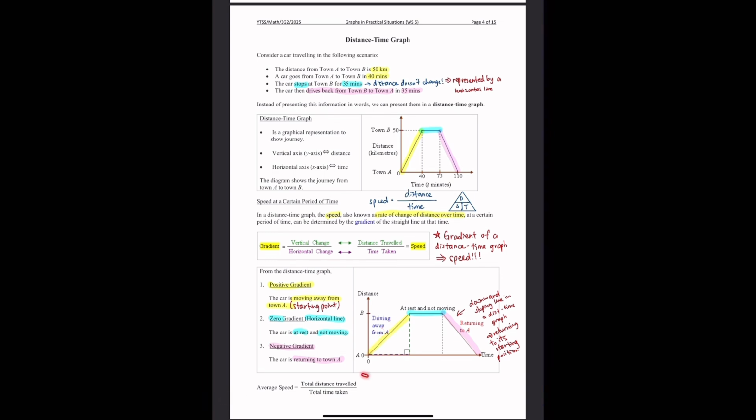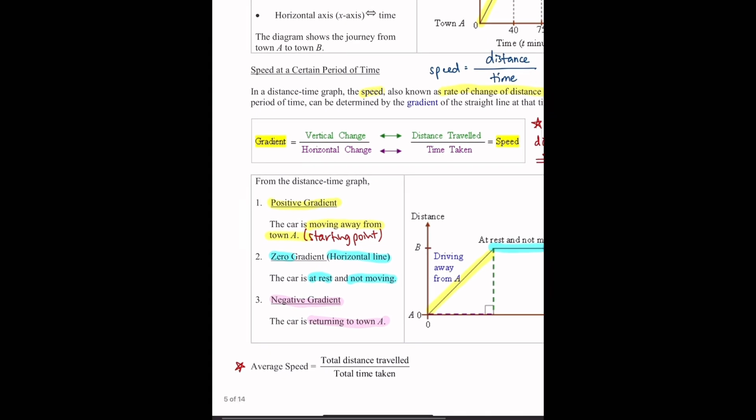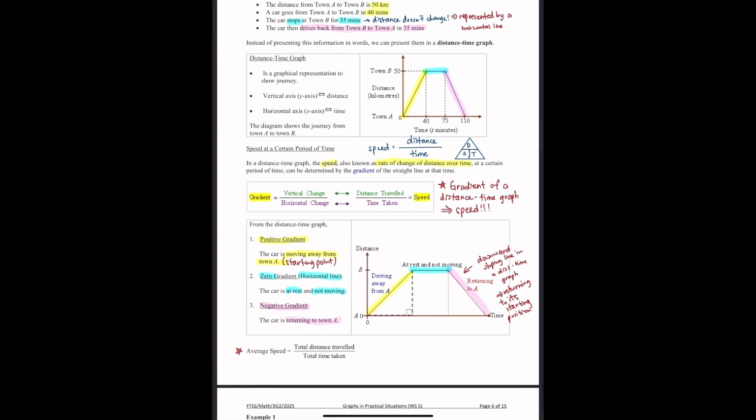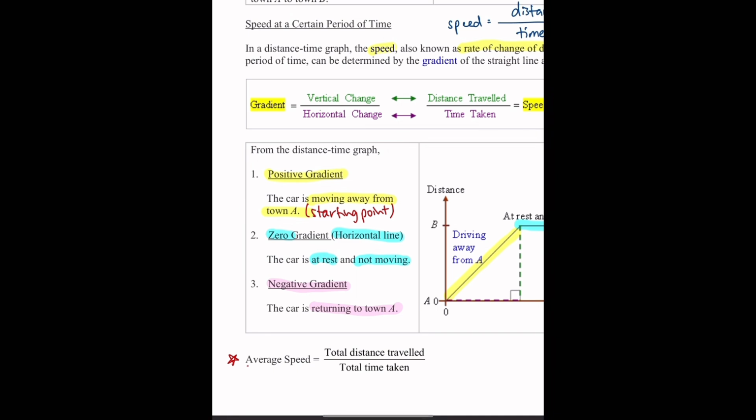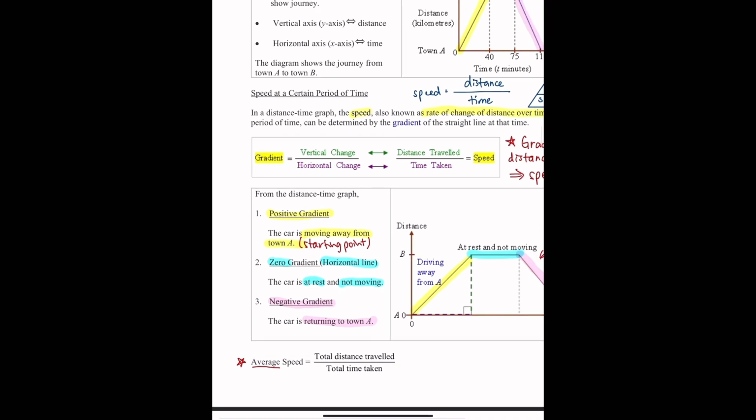Last but not least, let's look at this formula on the last part of this page, okay? Very important formula. Questions like to ask the average speed based on the distance time graph. If speed is distance over time, then the average speed is just total distance traveled over total time taken. So this formula is very important. Let me just highlight it. Average speed, total distance traveled over total time taken.